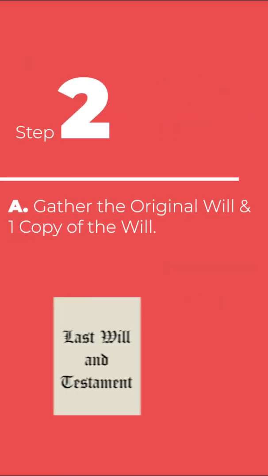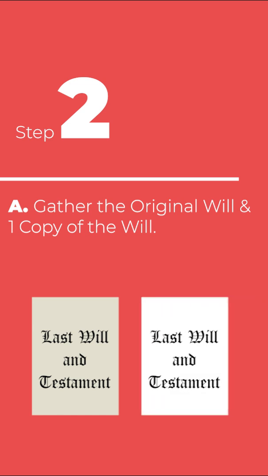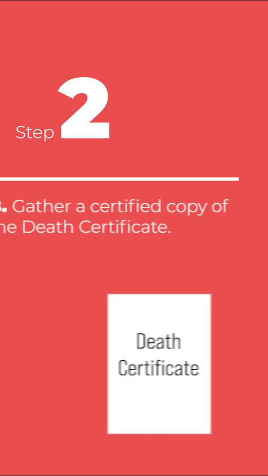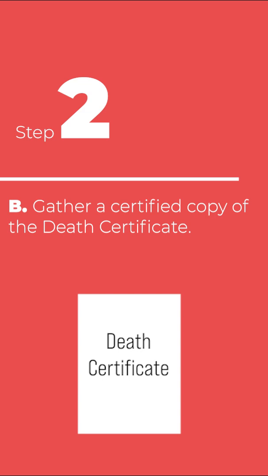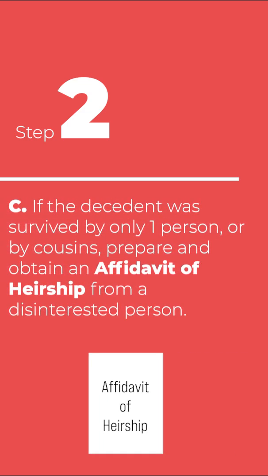Step 2. Gather the original will and one copy of the will. Gather a certified copy of the death certificate. If the decedent was survived by only one person or by cousins, prepare and obtain an affidavit of heirship from a disinterested person.